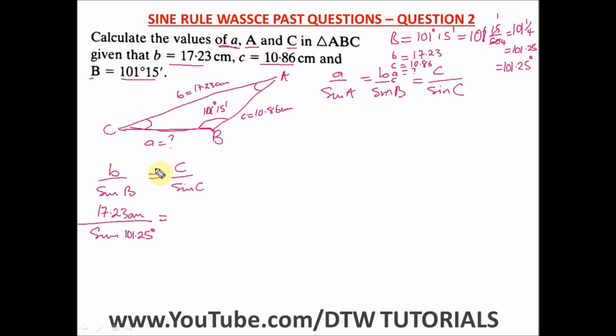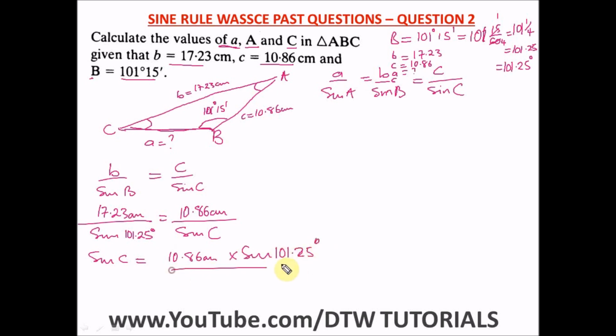So here, what is our c? Our small letter c is given as 10.86 centimeters, and we're looking for the angle capital C. So we make sine C the subject of the formula. We take this sine C up here, bring this one down and take this up. So sine C is equal to 10.86 centimeters times sine 101.25 degrees, divided by 17.23 centimeters. This centimeter will cancel out the centimeter.